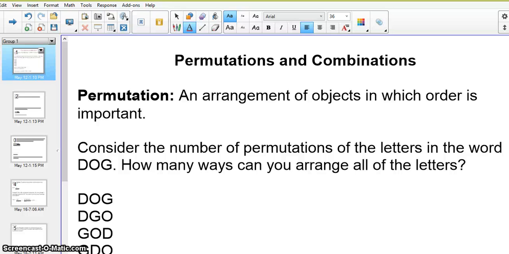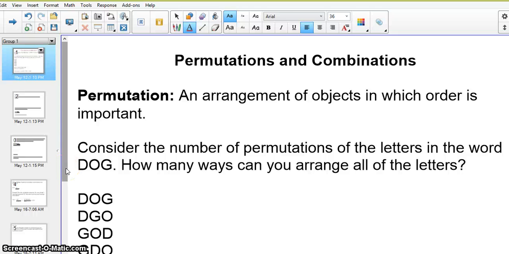All right, this is our last video, I do believe, on permutations and combinations. So a permutation is an arrangement of objects in which the order is important. So for example, like a baseball lineup, how many different ways can you put those people in order? Or if you wanted to have like class officers, they would have specific positions: president, vice president, secretary, treasurer. So those are permutations because the order matters.